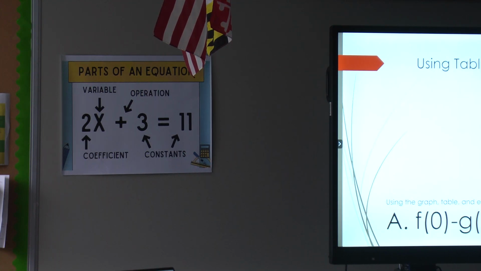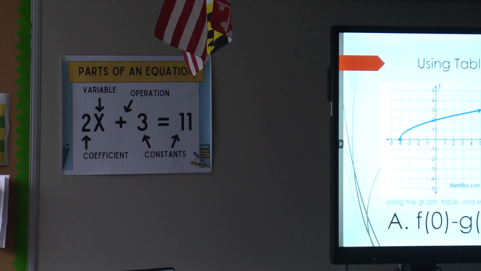Hey, be quiet, everybody, please. Using tables, graphs, and equations. What does that mean? We're talking about what we used to do. When we look right here, we see a what? Is this a graph, table, or equation? It's a graph. That's a graph. That would give me my what? Table. And then we have our equation.